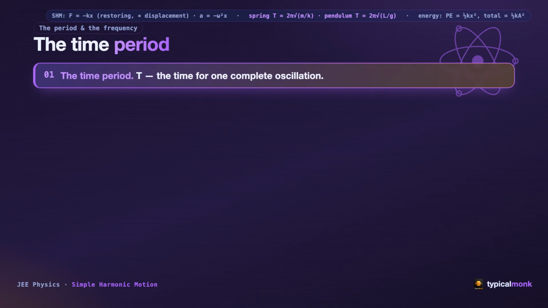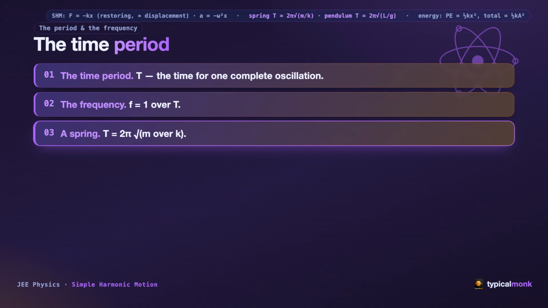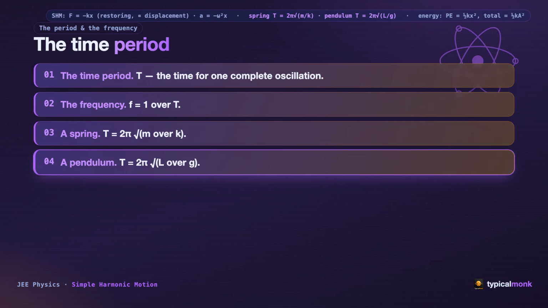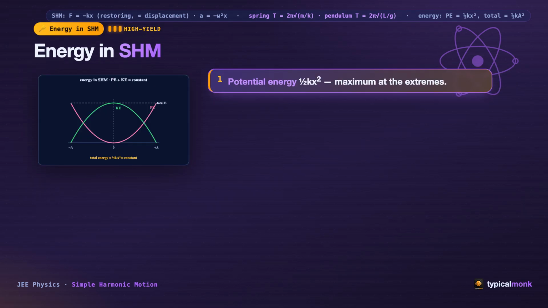Now the period and the frequency. The time period, T, the time for one complete oscillation. The frequency, f equals 1 over T. A spring, T equals 2 pi root of m over k. A pendulum, T equals 2 pi root of l over g. Independent of amplitude, for small oscillations. Now look at the picture.